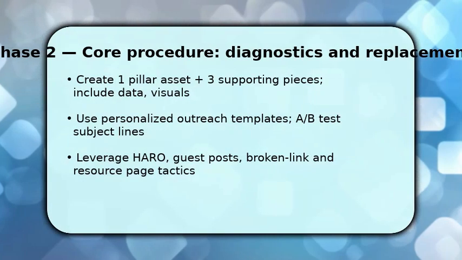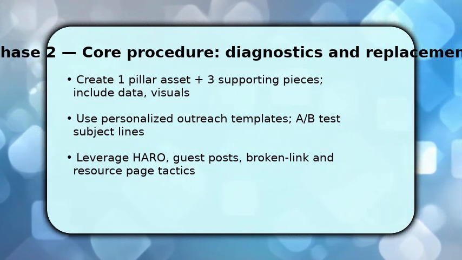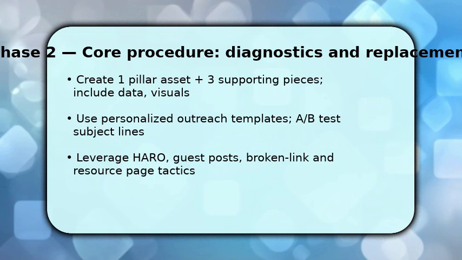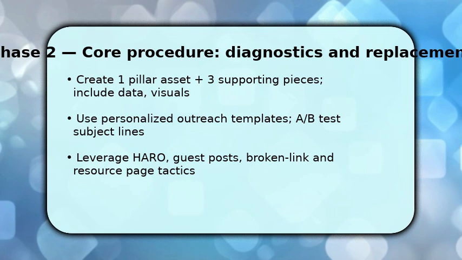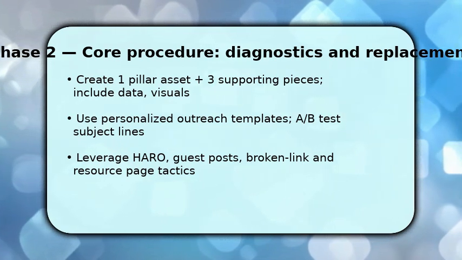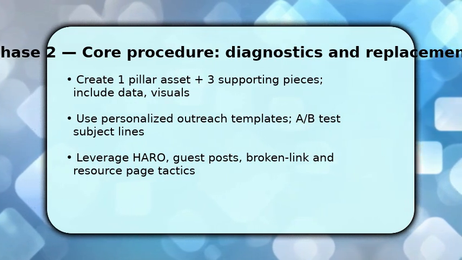You now build linkable assets, 1 pillar piece and 3 supporting posts, each with original data, visuals, and clear anchor targets. Then craft personalized outreach templates. Tailor the opening line to each contact and A/B test subject lines to boost reply rates.